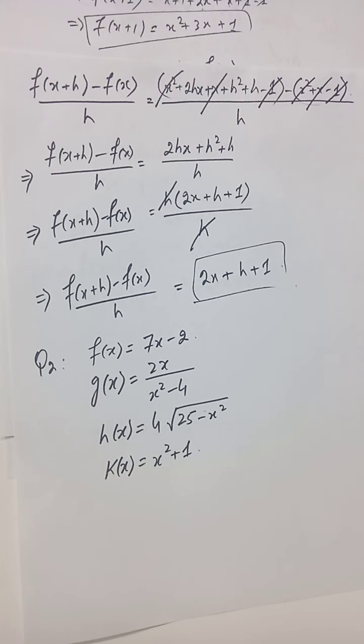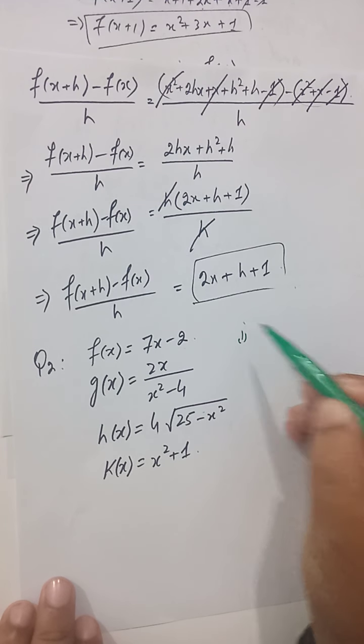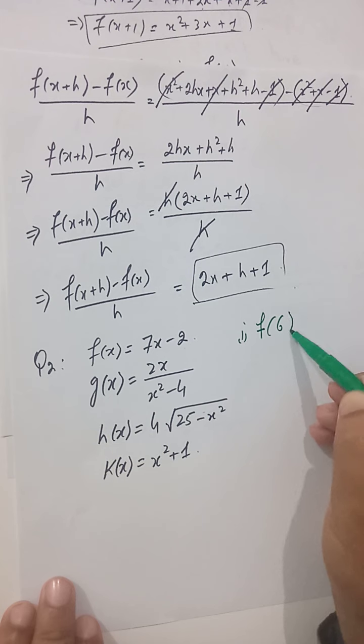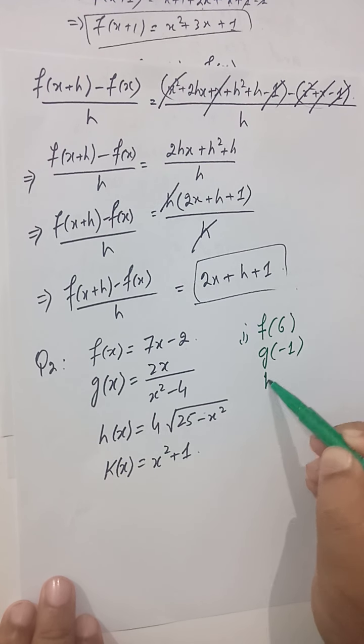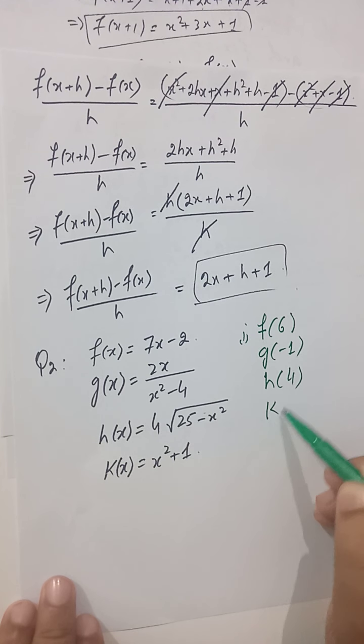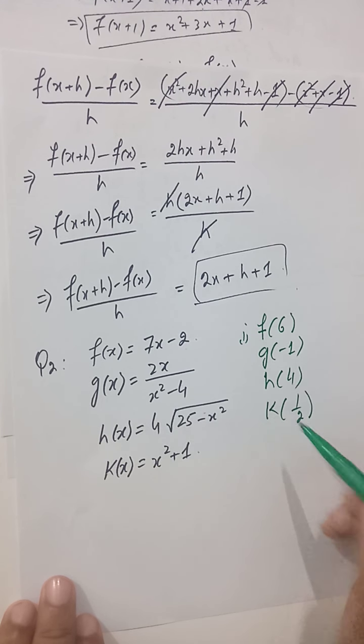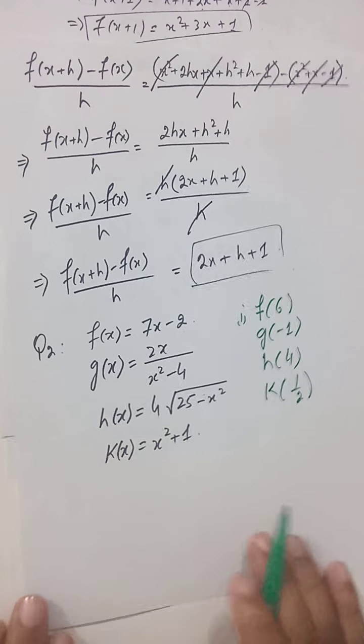Now in part number 1 you need to calculate f of 6, g of minus 1, h of 4, k of 1 by 2. So this is so simple.